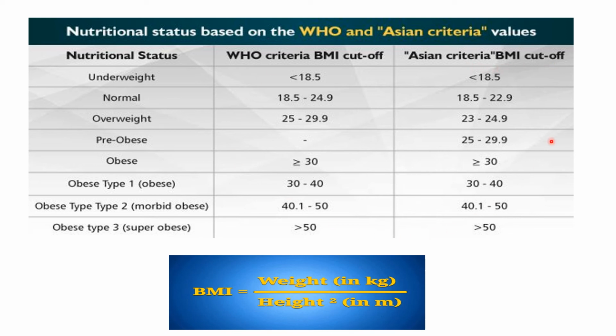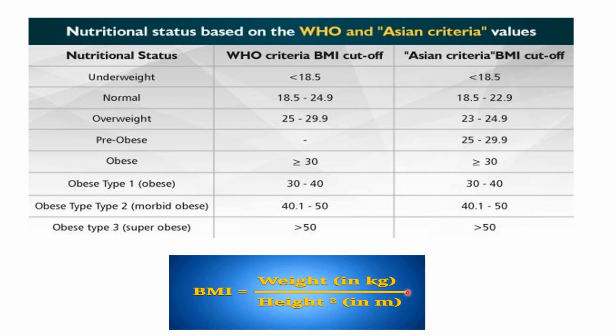Before going to this, let us first understand what this BMI is. BMI means weight in kgs divided by height squared in meters. If we put our weight and our height squared in meters, then we get some values.